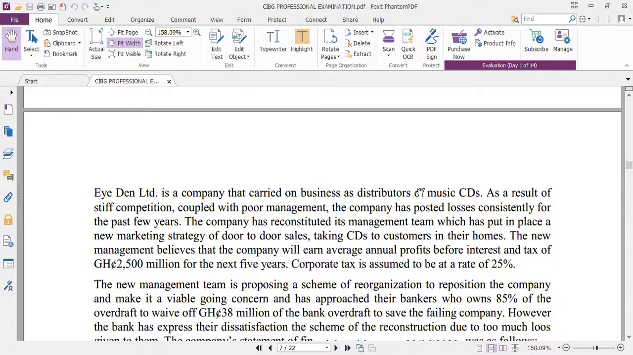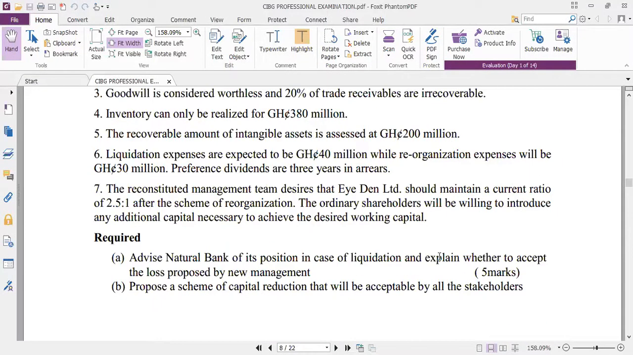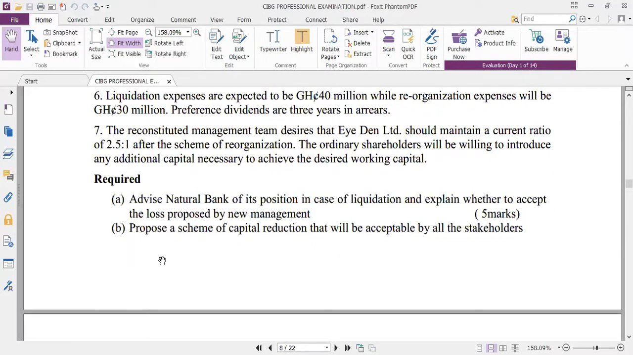Now let's go straight to the requirement. Advise Natural Bank of its position in case of liquidation and explain whether to accept the loss proposed by the new management. And then B, propose a scheme of capital reduction. But it will be the B part or second aspect.